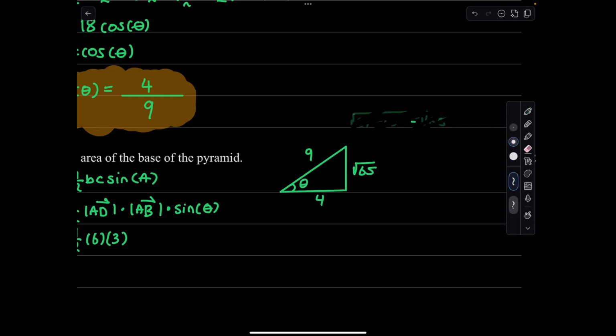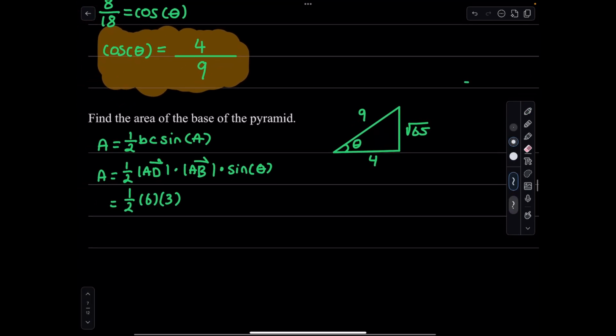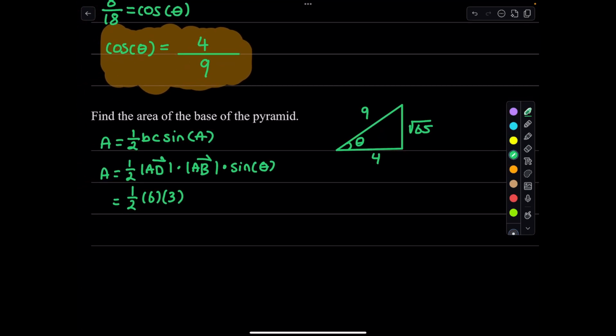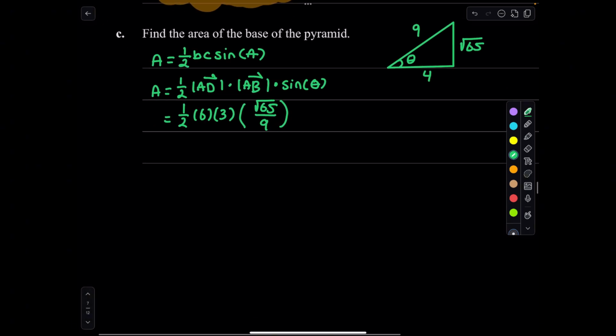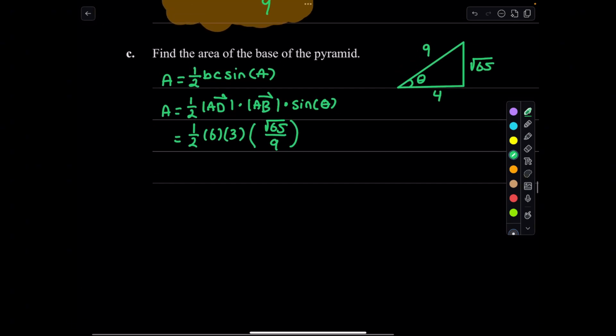And remember, sine is opposite over hypotenuse. So the opposite is root 65, and the hypotenuse is 9. Simplifying further, half times 6 is 3, so this becomes 3. 3 times 3 is 9, and these 9s cancel out. It's basically equal to root 65.